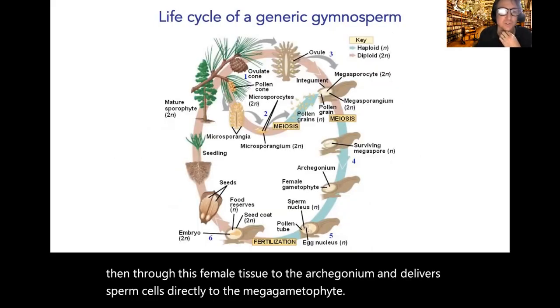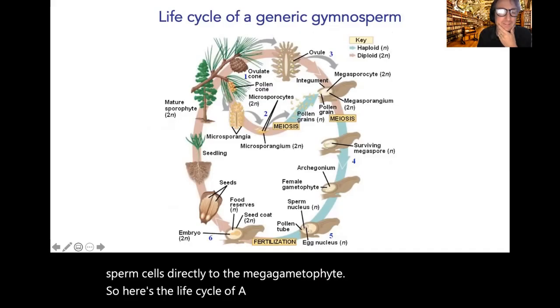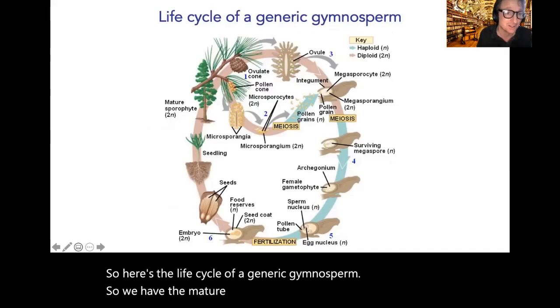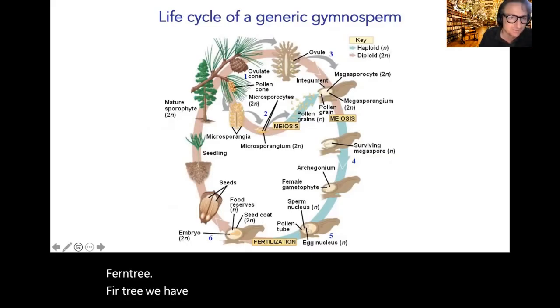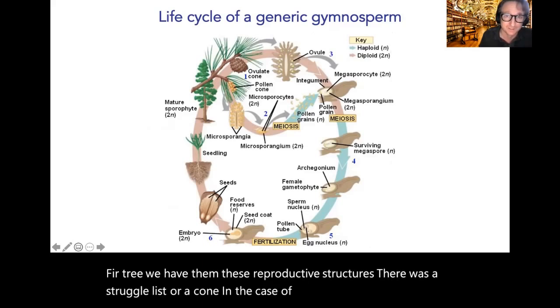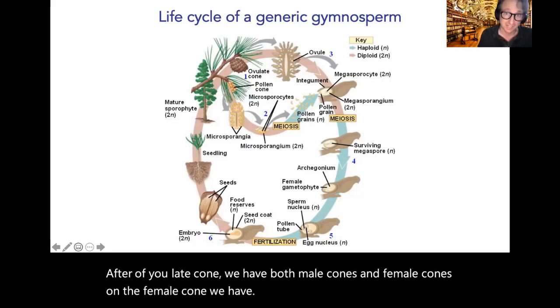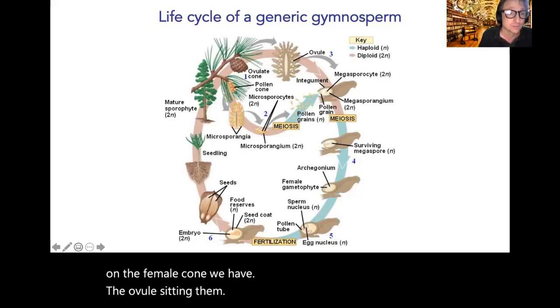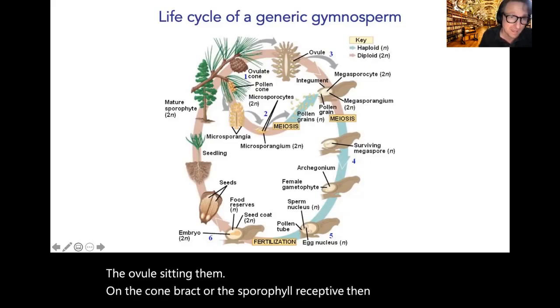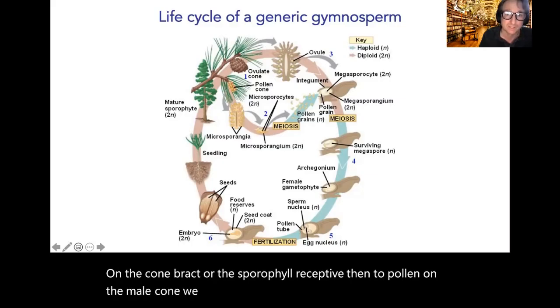So here's the life cycle of a generic gymnosperm. Okay. So we have the mature sporophyte, your pine tree or your fir tree. We have these reproductive structures known as a strobilus, or a cone in the case of a pine tree or a fir tree. We have both male cones and female cones. On the female cone, we have the ovule sitting on the cone bract or the sporophyll, receptive to pollen. On the male cone, we have microspores released.